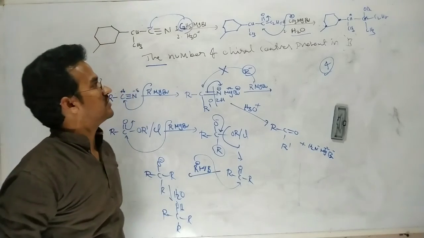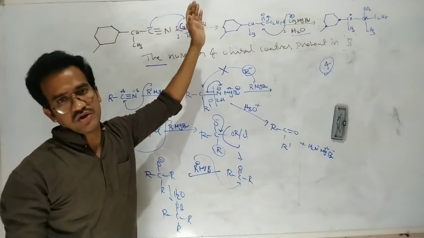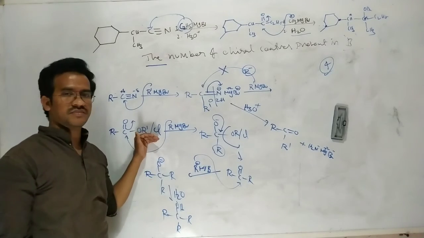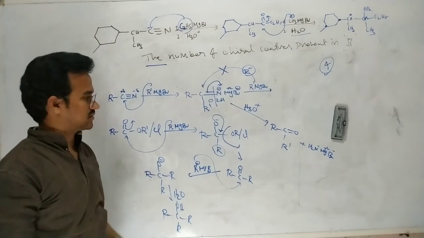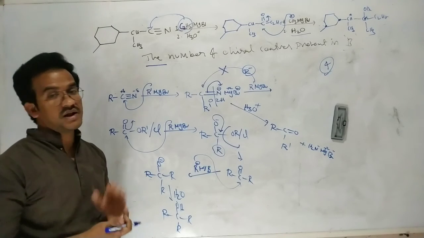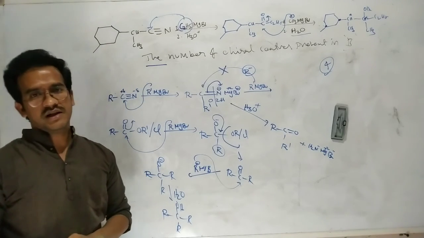So that is the main difference. Alkyl cyanides on reaction with methyl magnesium bromide produce ketones. Acid halides and esters on reaction with the Grignard reagent finally produce alcohol. That is the main difference. That is the reaction of the Grignard reagent with alkyl cyanide.